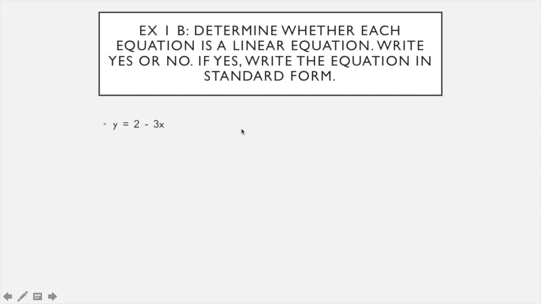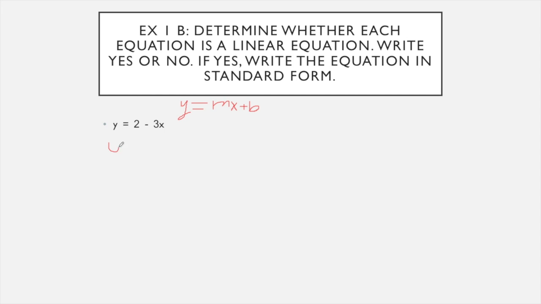Now 1B, same process. So all the example 1 problems are going to have the same directions. So as we look at 1B, we see y equals 2 minus 3x. So let's remember, we want to check and see, can we make it in the form y equals mx plus b? So we want to be able to check, is it a line? This will allow us to do that. So y equals, my x is the second term here, so I want to make that the first term. So let's just switch the order of these two things.